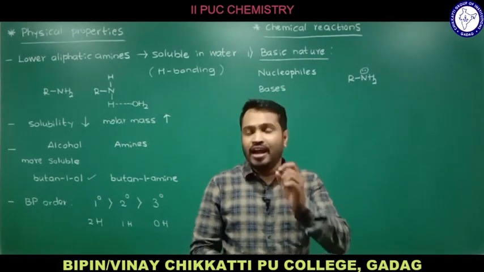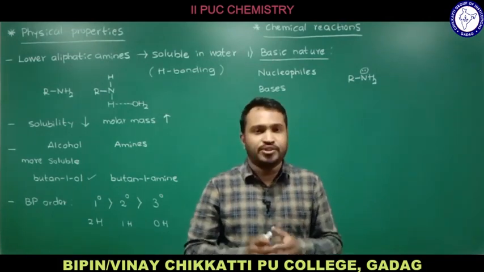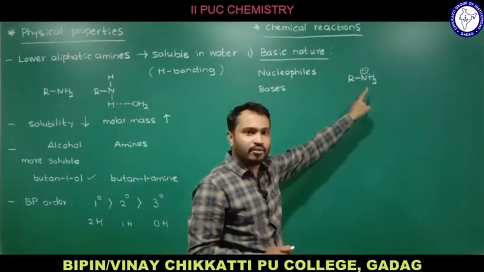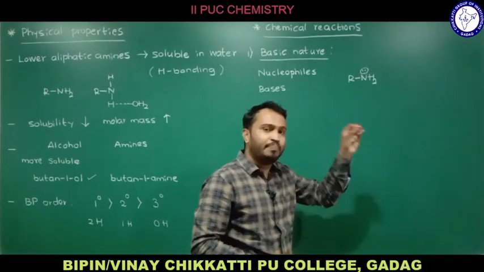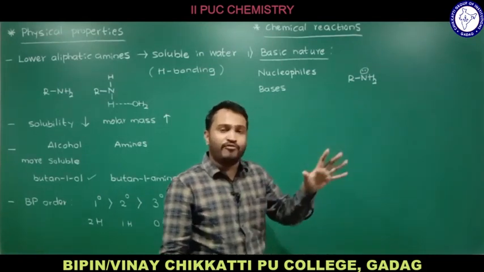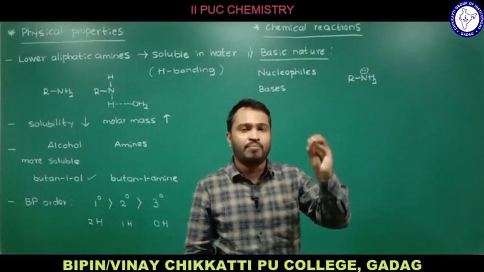As we know, an electron rich species we call a nucleophile. Since nitrogen has three bond pairs of electrons and one unshared pair of electrons, or you can say a lone pair of electrons, the pair of electrons which is not involved in bonding.